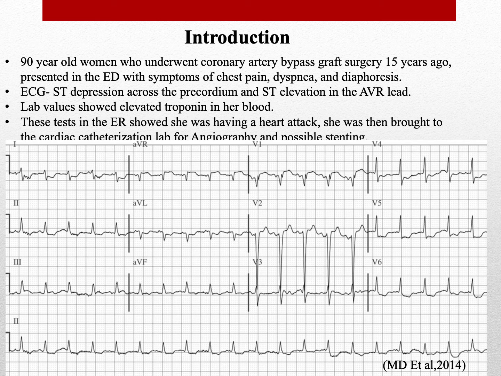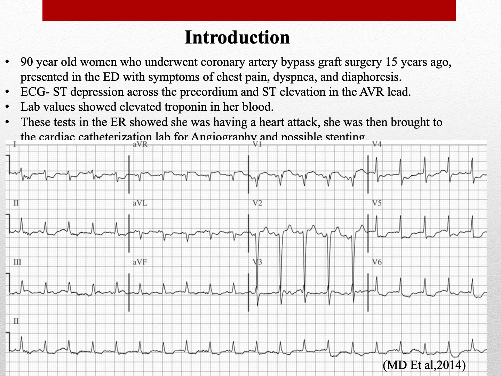So right off the bat, we know she has an extensive cardiac history. She has chest pain, she has difficulty breathing, and she's sweating. She has typical heart attack symptoms. Right off the bat, we're getting an EKG and we're getting an IV on her and drawing some blood so we can get some lab values.